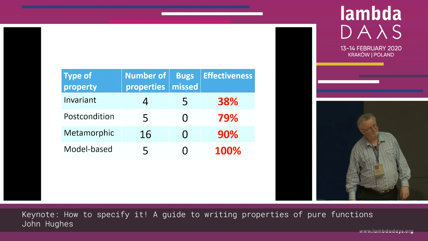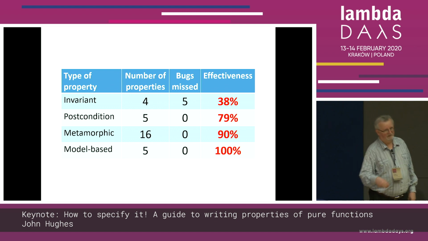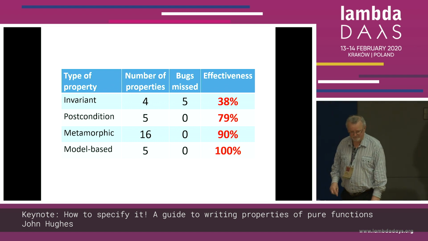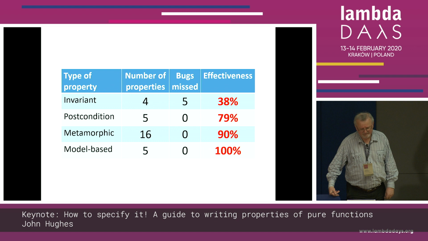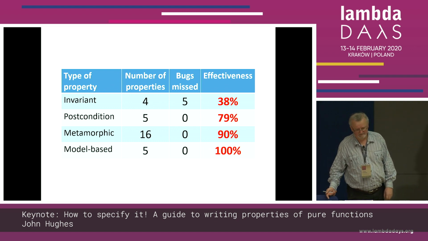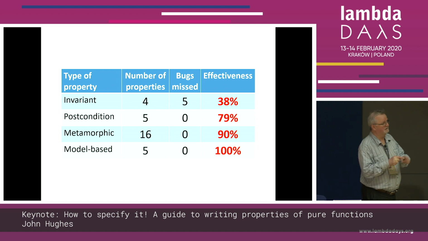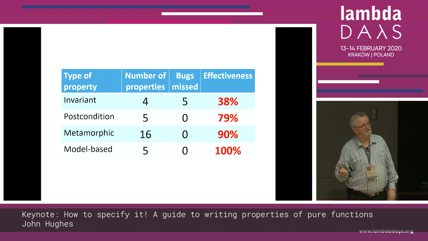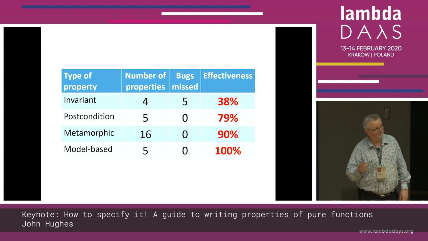And here are the results. So the invariant properties, they were 38% effective. Well, I already explained that they miss a lot of bugs, but they're still useful, because when they fail, they tell you a lot. Of the others, the postconditions were only about 80% effective. The metamorphic properties were rather better than that. They were 90% effective, but the model-based properties were 100% effective. As I said earlier, the model-based properties are complete tests, and that's what we see here. The model-based property for insert, for example, can find every possible bug.